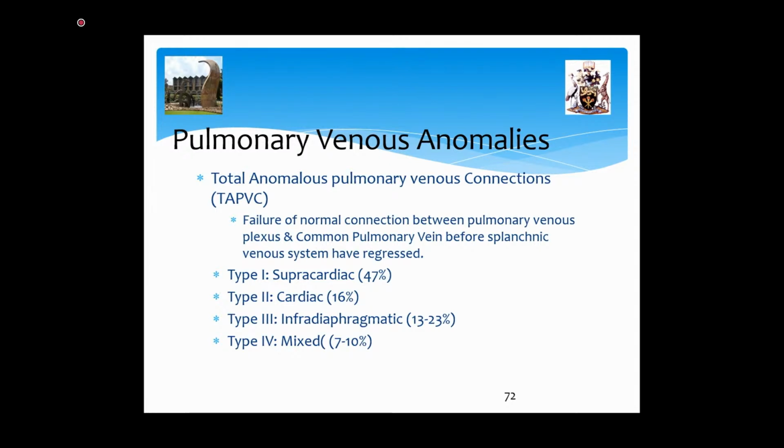Or the pulmonary veins meet and join the coronary sinus, which then drains into the right atrium. Coronary sinus is the venous return from the heart. Then it goes to the right atrium and through an ASD into the left atrium and left ventricle. Sometimes it forms that vessel and it comes below the diaphragm and meets the inferior vena cava, which we call infradiaphragmatic, and then goes to the right atrium.